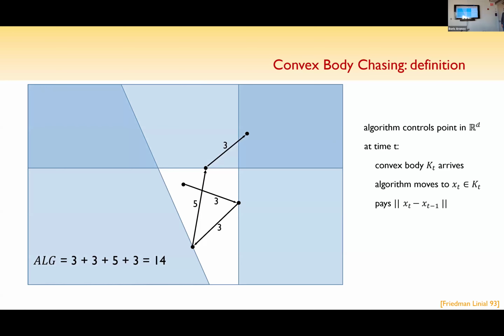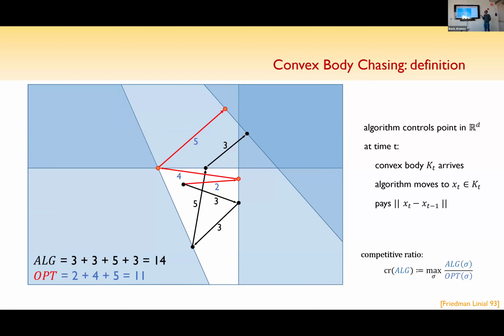And now what do you compare against? You compare against the hindsight optimum. At any time t, you look at all the bodies that have appeared so far, and you find the shortest trajectory which satisfies these constraints. That we call opt. And notice that opt can be smart about it. It can choose this point which hits both K2 and K3. So opt in this case is 11. So it has to hit them in the same order, right? It has to hit them in the same order.